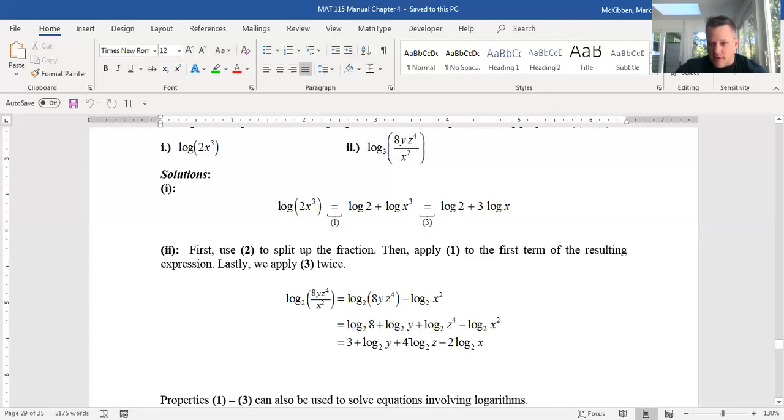So the 4 comes down in front and the 2 comes down in front. And this one, since I know the numerical value of it, I might as well put it in. Log base 2 of 8 is just 3, because I raised 2 to the 3rd power to get 8. All right, so notice that's a very compact, complicated looking log expression.